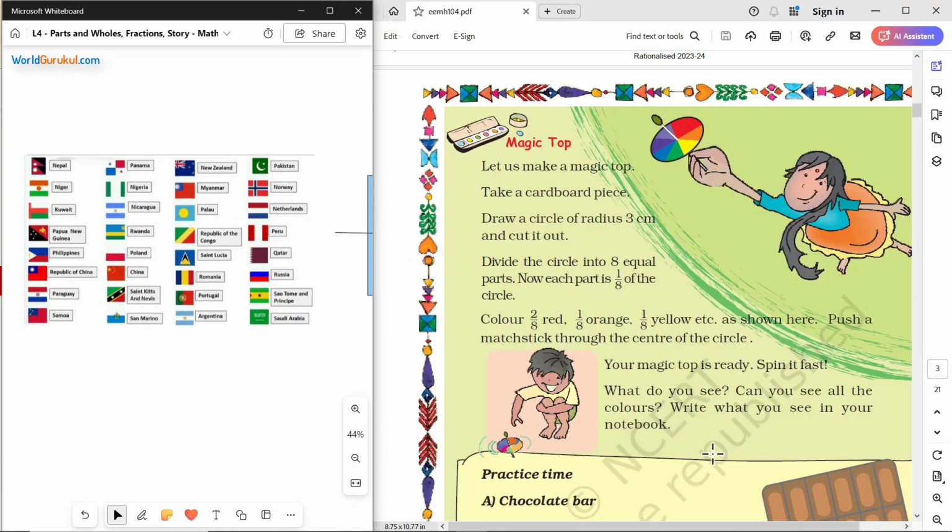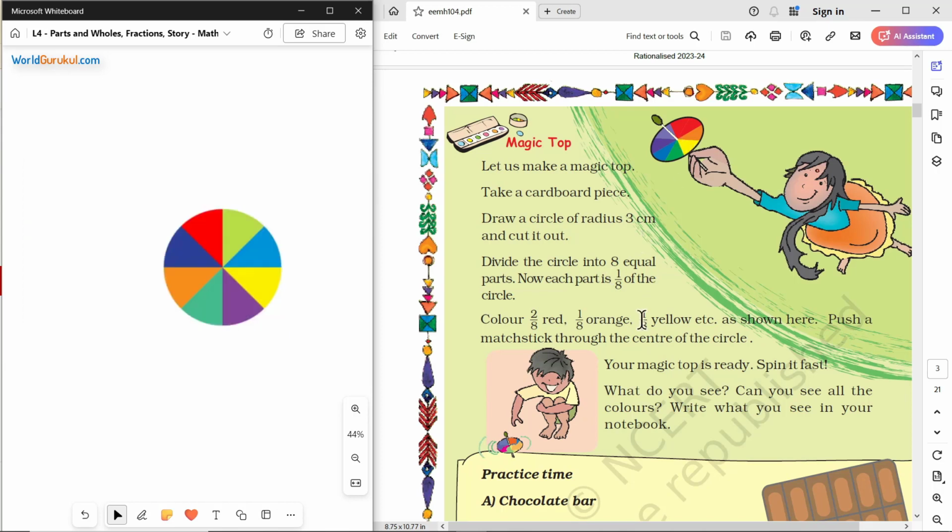Try making a magic top. It's simple. Take a cardboard piece and draw a circle of 3 centimeter and cut it out. You can make a bigger one even. You can make a circle of maybe 6 centimeter or 10 centimeter. That will be big and the colors will be more visible. Divide that circle into 8 equal parts. If you make that circle into 8 parts, each part is going to be 1/8. And 8 1/8s put together will become one circle, right?